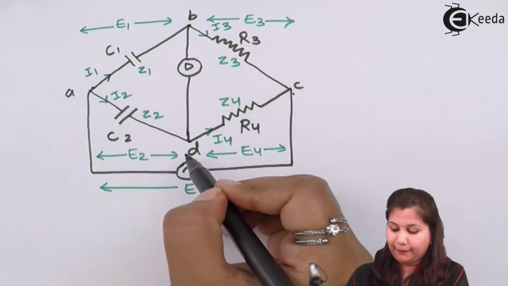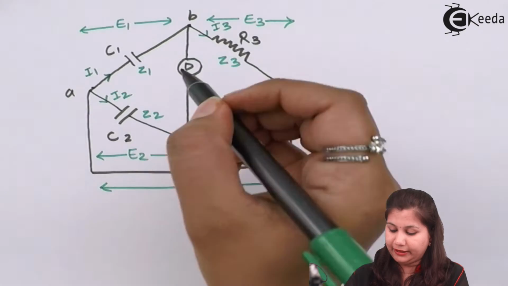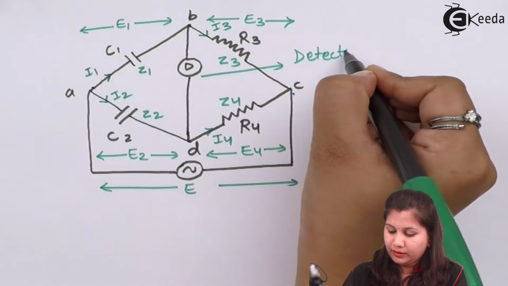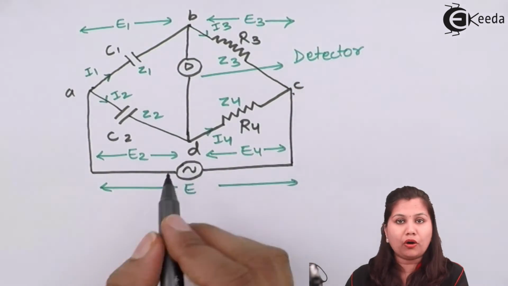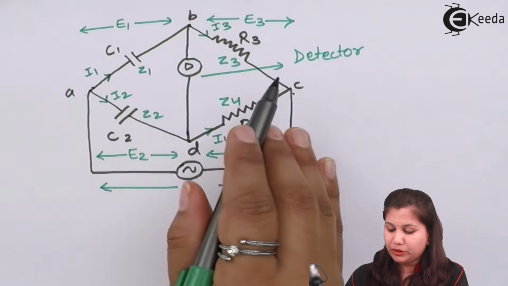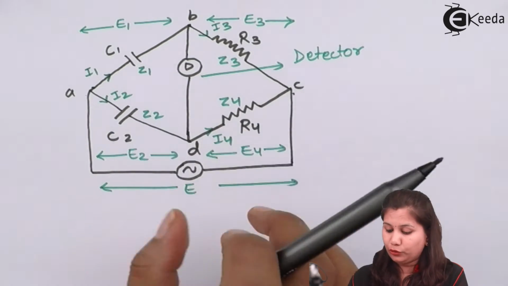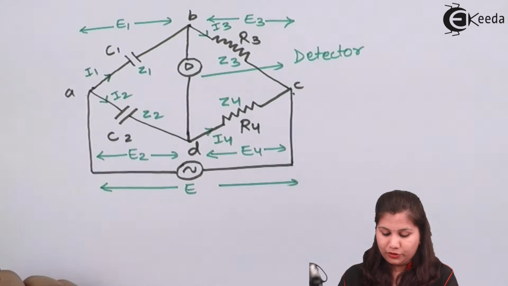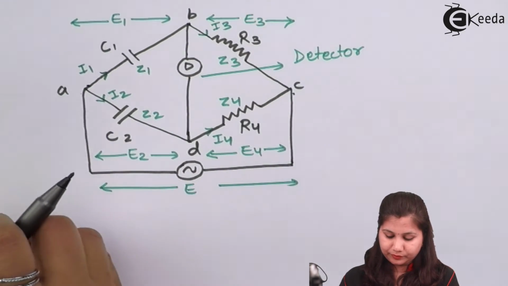Now in between the points B and D we have the detector, D, and this is the symbol of an AC voltage source. The AC voltage source is connected between the points A and C to provide the power supply to the bridge network. So let us see the description of this Sauty bridge.